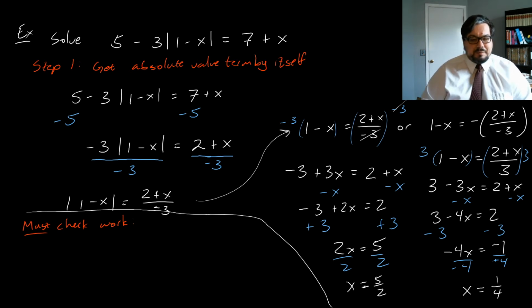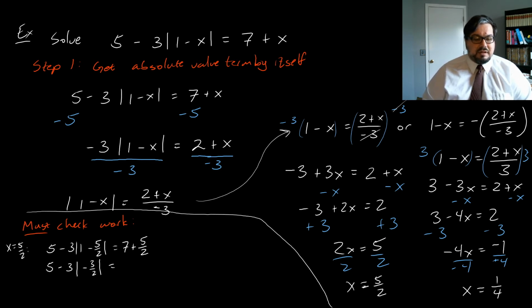So let's see what happens. If x is equal to 5 halves, let's put that into the original equation and see whether we get a true statement. We get 5 minus 3 times the absolute value of 1 minus 5 halves equals 7 plus 5 halves. Now 1 minus 5 halves is negative 3 halves. And 7 plus 5 halves, if we add these together, 7 is 14 over 2, so 14 over 2 plus 5 over 2 is 19 over 2.